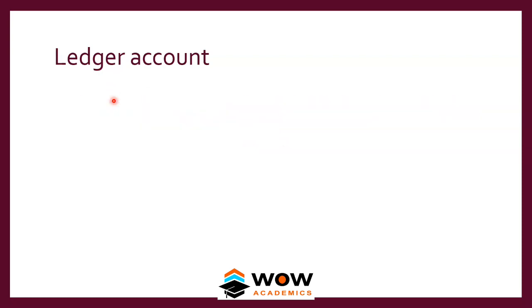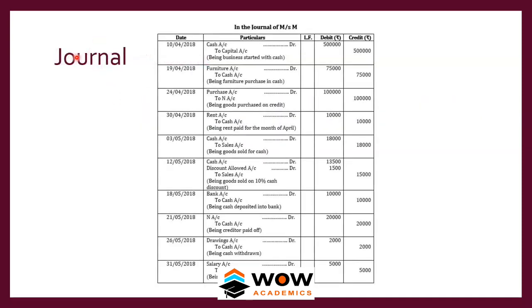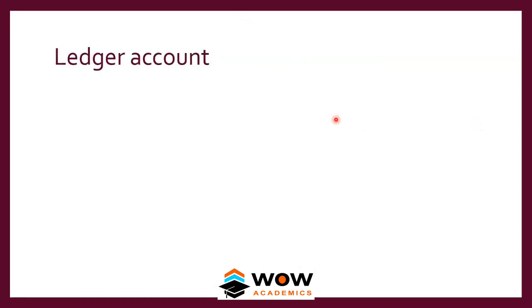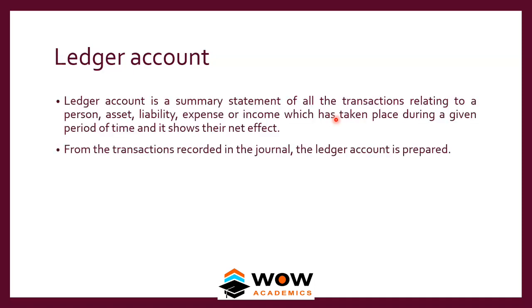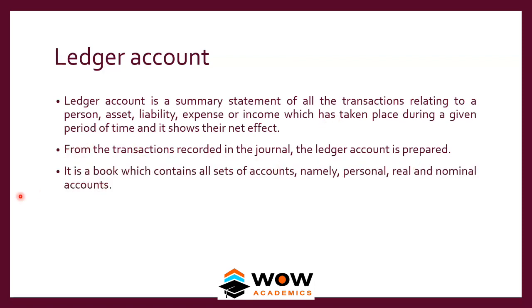Any entry which is posted in the journal is transferred to the ledger monthly. Manually, it was transferred on a monthly basis, but now as it's computerized, when the journal is created, the ledger is automatically updated. From the transactions recorded in the journal, the ledger account is prepared. It is a book which contains all sets of accounts, namely personal, real and nominal accounts. Account-wise balance can be determined from the ledger.